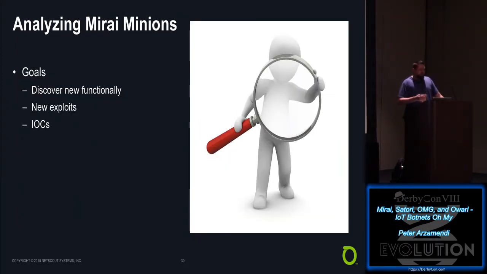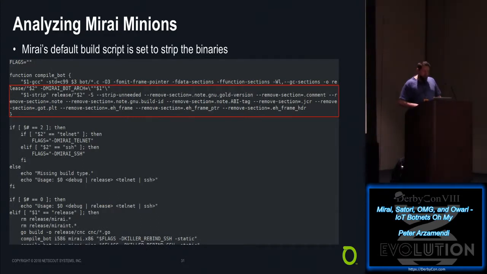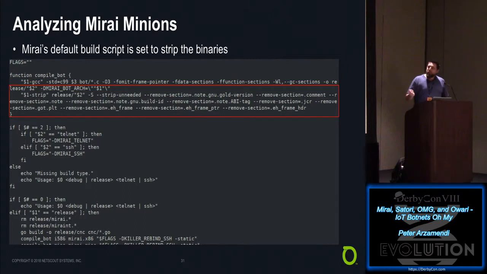So now that we've talked about all these variants, how do we analyze them in a quick and efficient fashion? From a Blue Team's perspective, our goal is to figure out what new functionality they have, what new exploits they have, so we can kick out our IOCs. As part of the source that was released from Mirai, there's a build script to make your life easier. In the build script, there's the use of strip. For those that are not familiar with strip, what it does is it removes any type of symbols in the binary, which makes it difficult to reverse. When I say symbols, it's stuff like what fork is, which makes you have to go through and figure out where all these system calls are to be able to trace it.